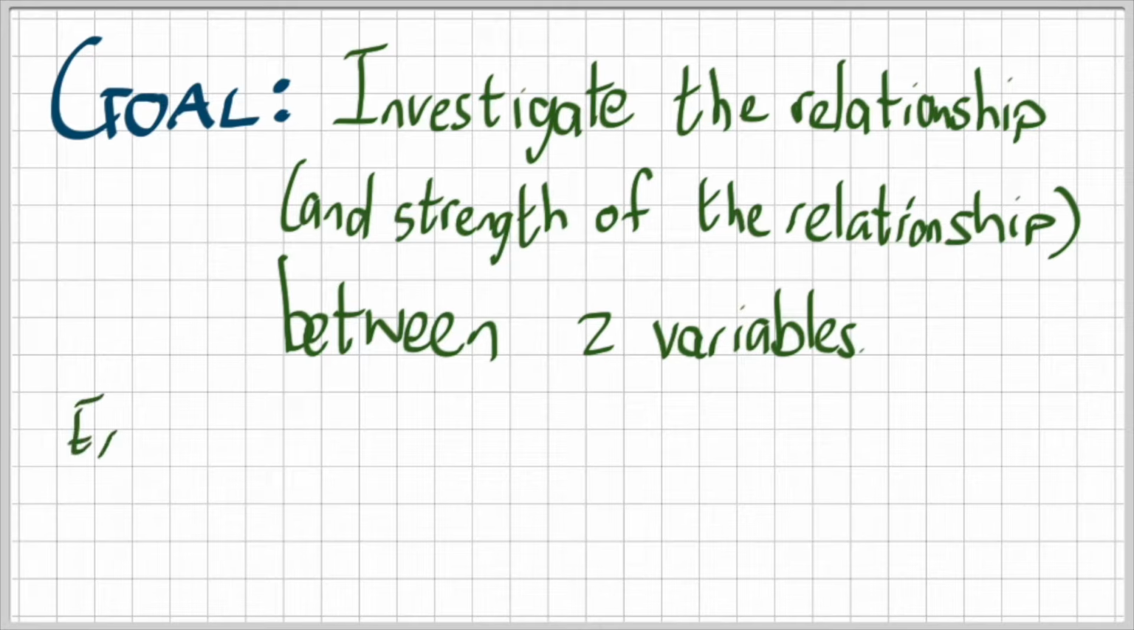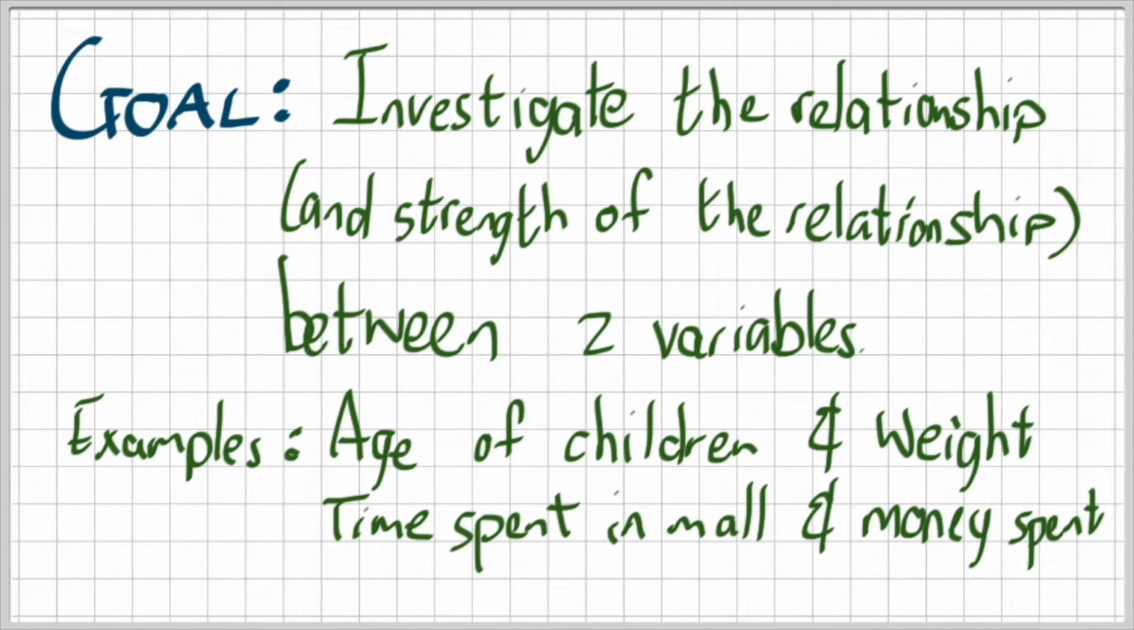For example, the age of children and their height. Now I've got a sneaky feeling, a spidey sense, that there's definitely a correlation in children between the age of the children and the weight, or the time spent in a mall and the amount of money spent.